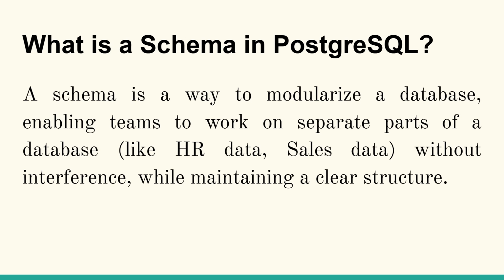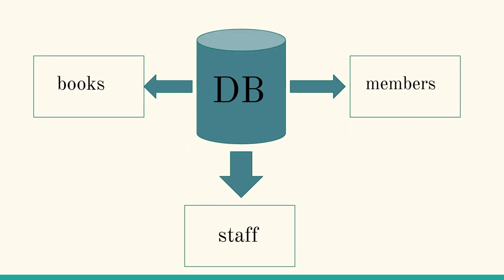A schema groups database objects like tables and views. This makes your database more structured, manageable and secure. Imagine a database for a library system. You have separate schemas for books, members and staff. This structure ensures that tables with the same name in different schemas do not conflict with each other. Schemas also help when working on a multi-tenant application where different clients share the same database but have isolated data.